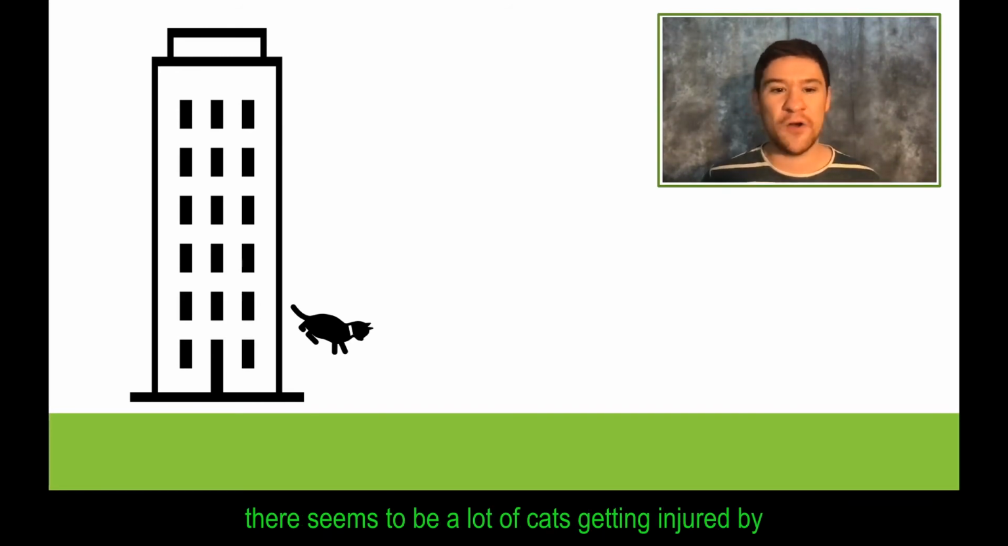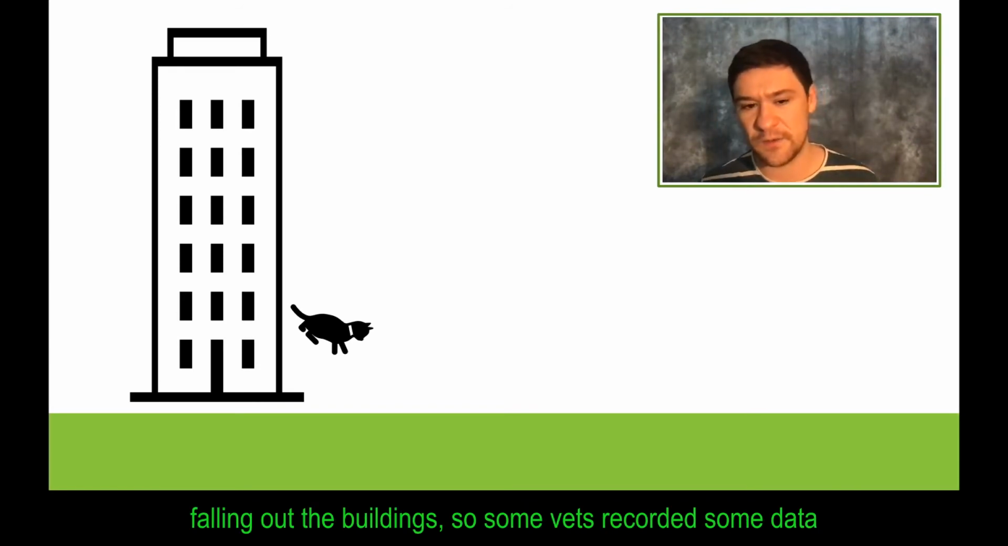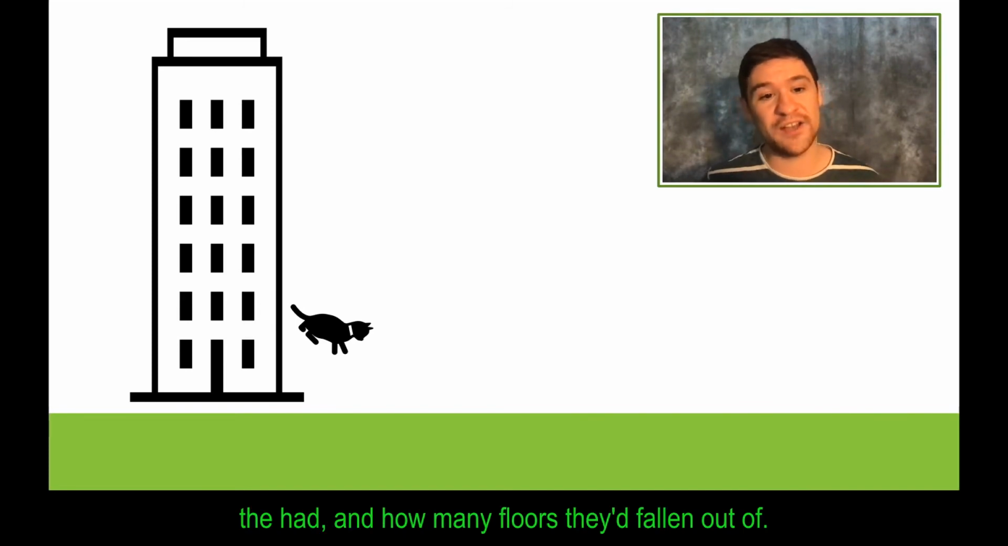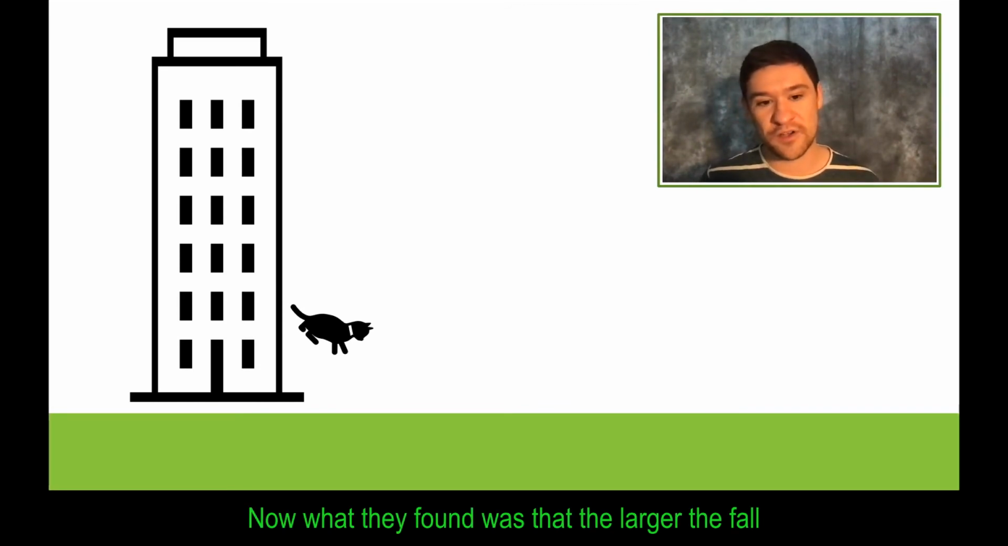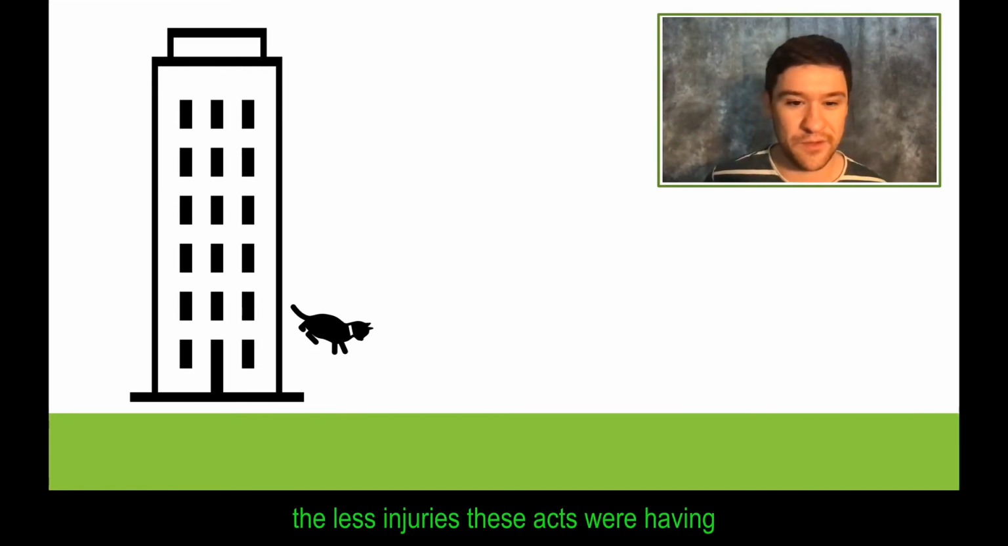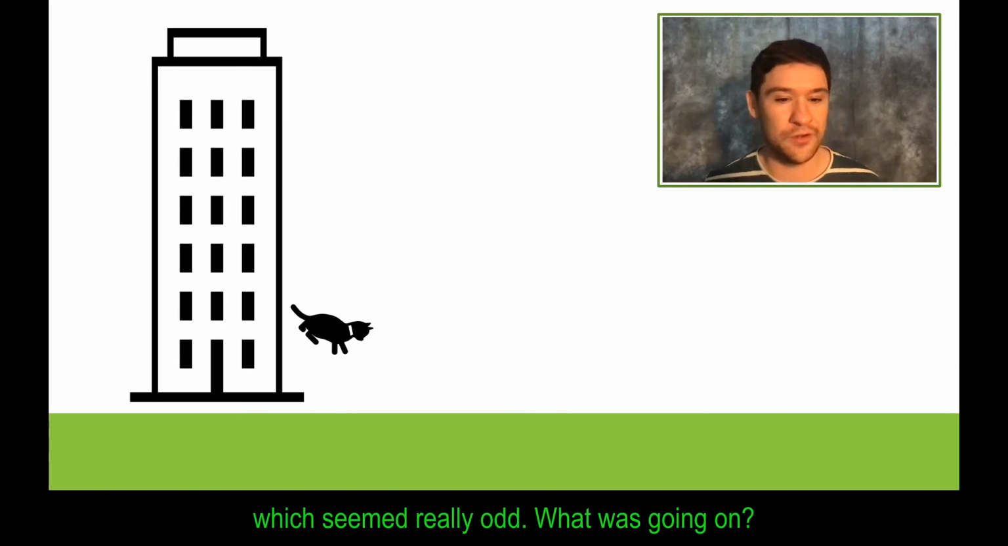Another example I really, really like is New York City in the 80s. There seemed to be a lot of cats getting injured by falling out of buildings. So some vets recorded some data. They looked at all the cats that came in. They recorded the level of injury they had and how many floors they'd fallen out of. Now what they found was that the larger the fall, the fewer injuries these cats were having, which seemed really odd. What was going on?